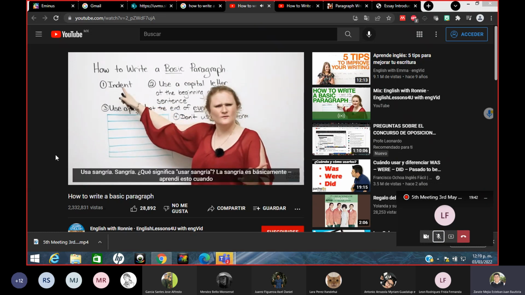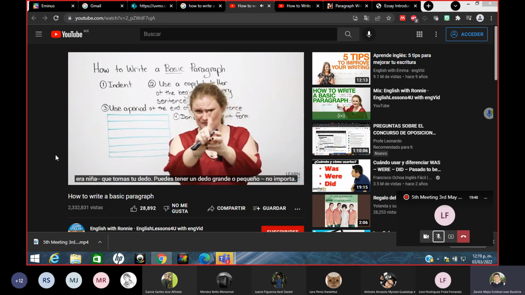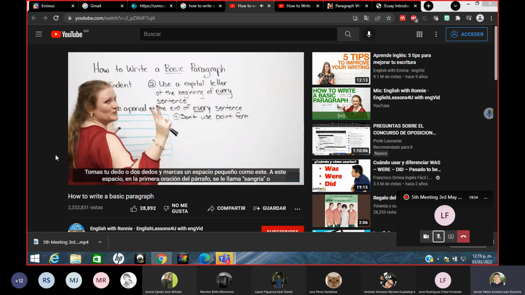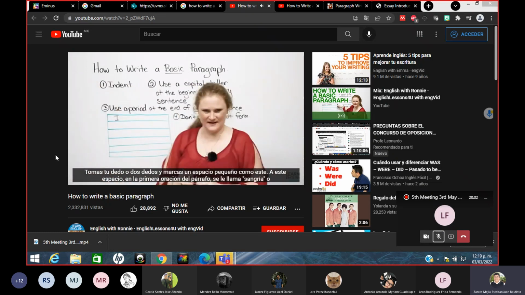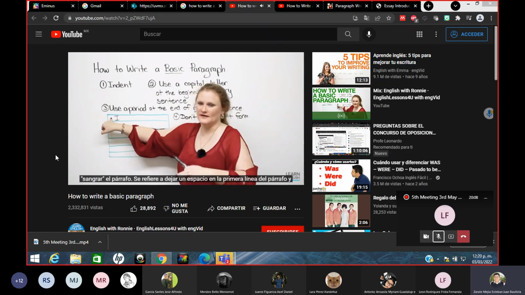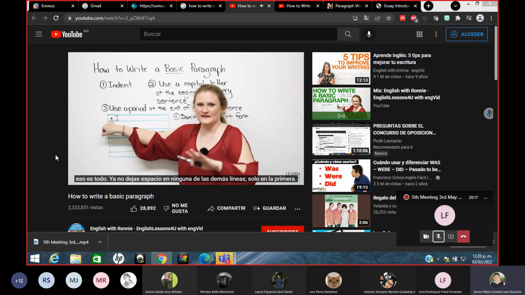indent. What does indent mean? Indent basically means, I learned this when I was a child, you take your finger. You can have a big finger, a small finger, I don't care. You take your finger, or 2 fingers, and you make a little space, like so. This is called an indentation or indent. So indent means you leave a space at the very first line of the paragraph. And that's it. You do not leave a space at any other lines in the paragraph, only the first line.